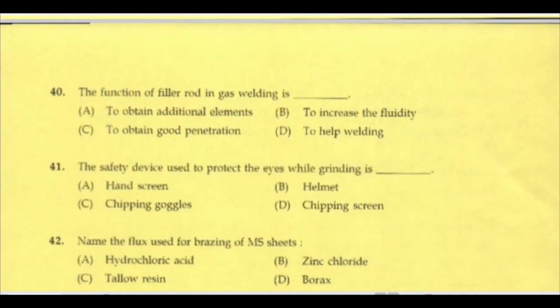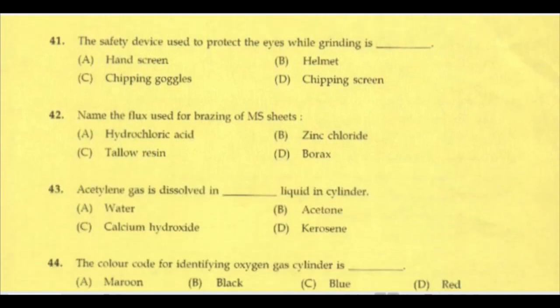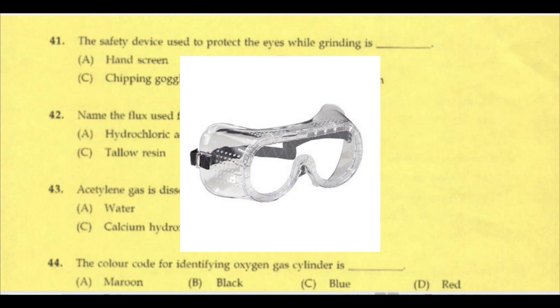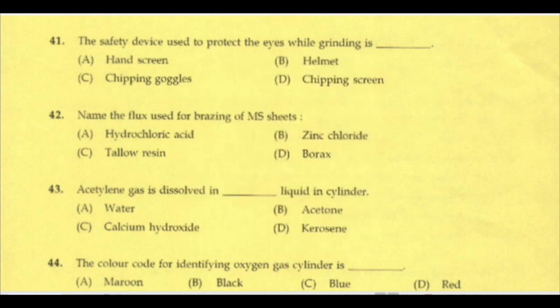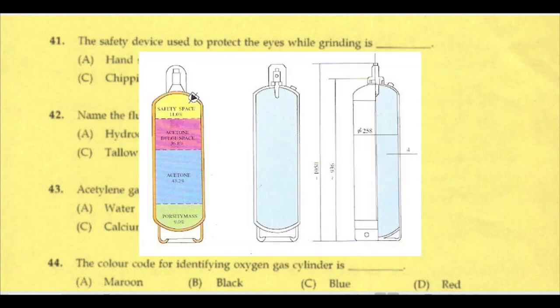The function of the filler rod in gas welding is to obtain additional elements. Next, the safety device used to protect the eyes while chipping is chipping goggles. Name the flux used for brazing of MS sheet. Borax. Acetylene gas is dissolved in dash liquid in the cylinder. Answer is acetone.